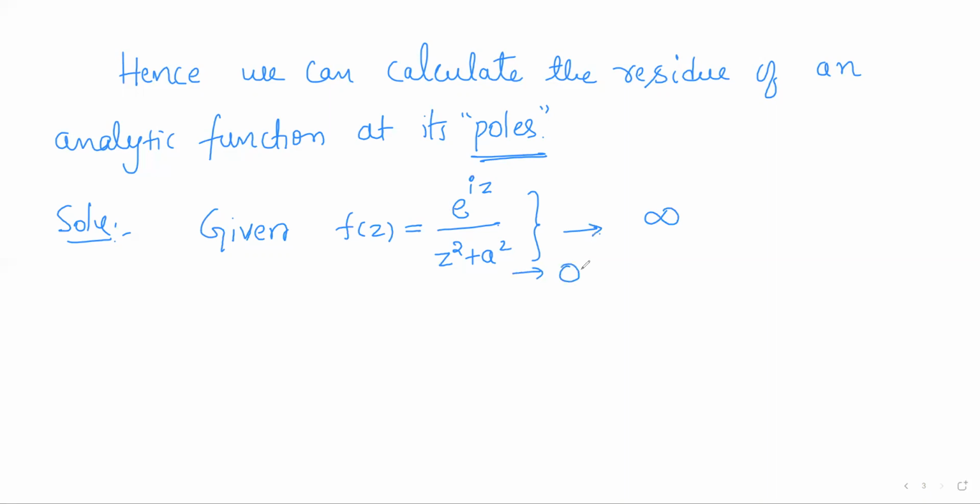So note that as f of z is given to be a quotient of two functions, we are searching for its poles. Poles are points at which f of z tends to infinity. The only case where f of z can tend to infinity is when the denominator is 0. Whenever the denominator is 0, the function f of z tends to infinity. So now we shall see when the denominator function is 0.